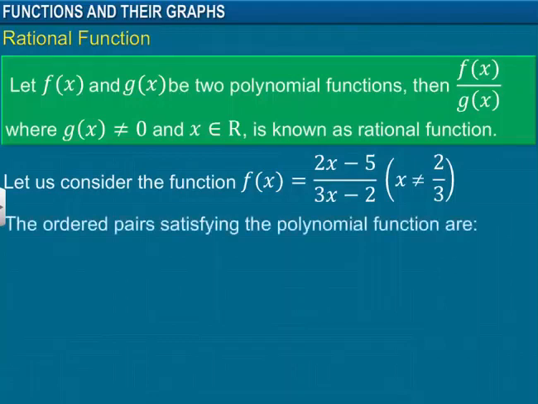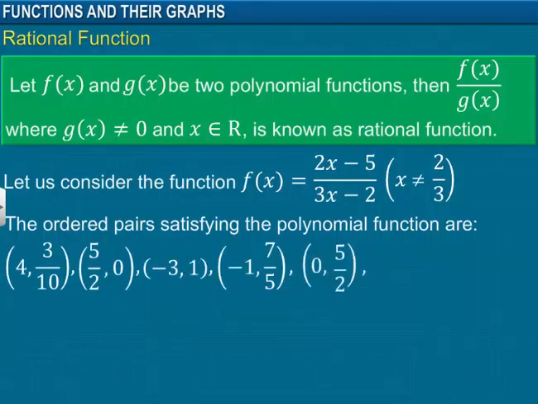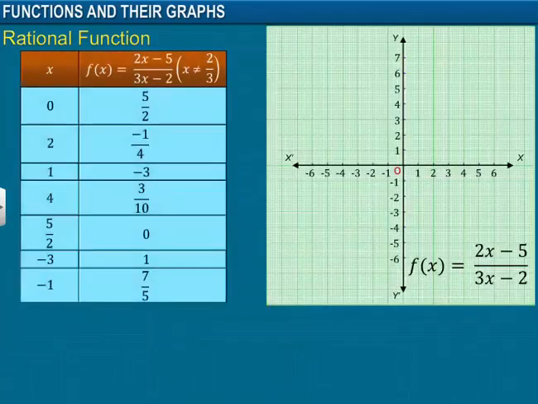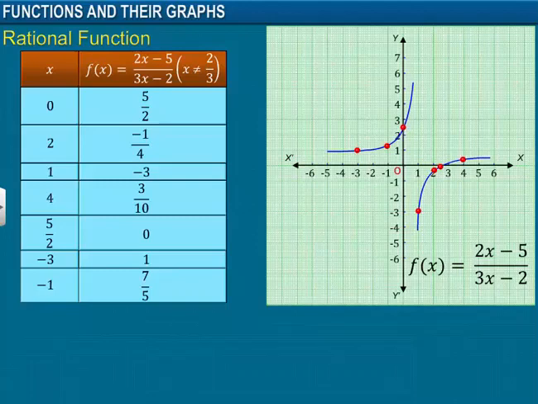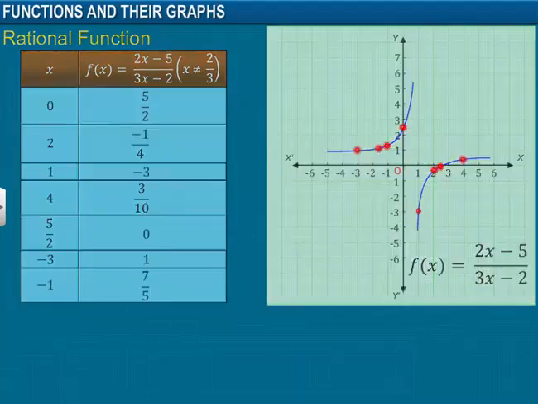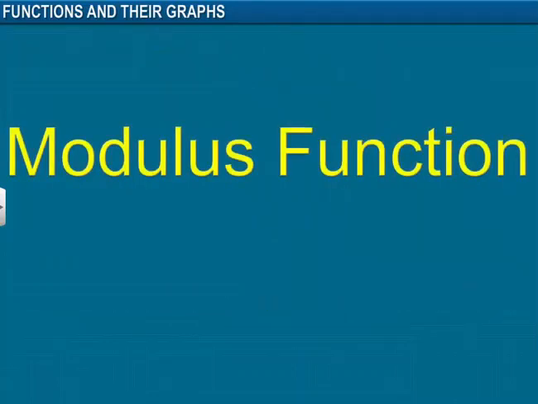Some ordered pairs satisfying the given function are. On plotting these points on the Cartesian plane and then joining them, we get the graph of the given rational function as shown. Now, proceeding to the modulus function.